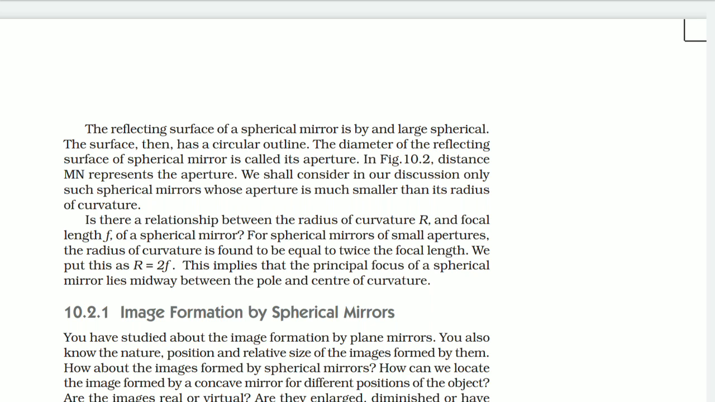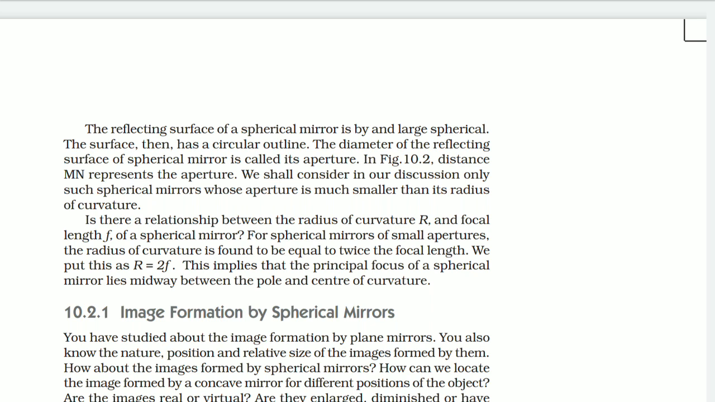Is there a relation between the radius of curvature R and the focal length of a spherical mirror? For a spherical mirror of small aperture, the radius of curvature is found to be equal to twice the focal length. So we can put it this way: R is equal to 2f. This implies that the principal focus of the spherical mirror lies midway between the pole and the center of curvature.